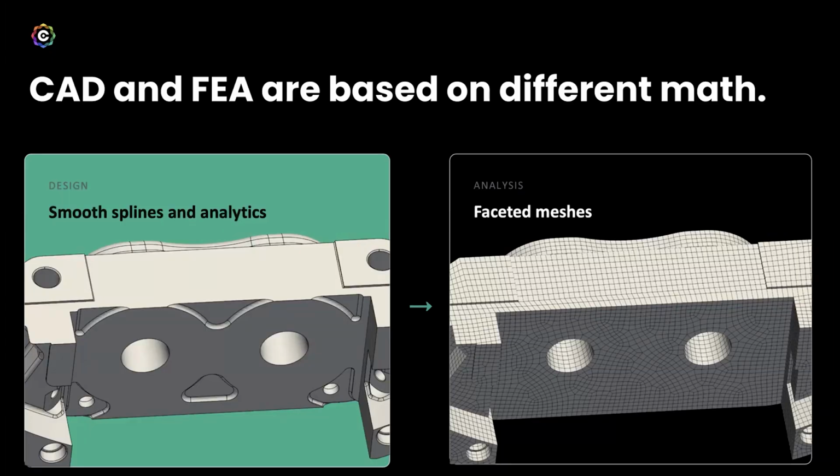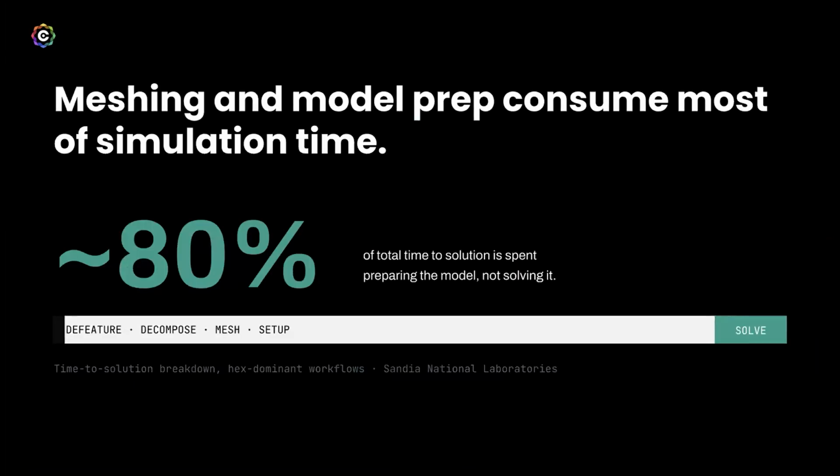That process of creating the mesh not only gives you a less precise design, but it can also be very time intensive. In fact, that whole process of meshing and model preparation consumes most of simulation time. Various studies have found that for high quality simulation, up to 80% of the total time to solution is spent preparing the model, not solving it. This number was based on a survey done a couple of decades ago by Sandia National Laboratory. And in the hundreds of interviews that Coreform has done with engineers, this number, if anything, has gone up as designs have become more complex.